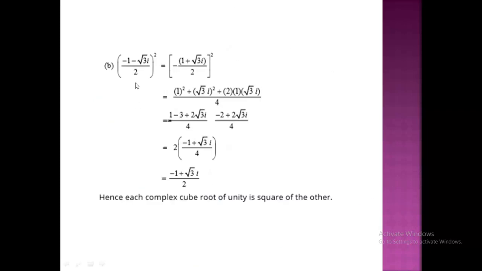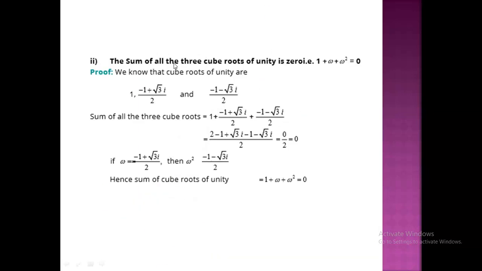Now we square the negative value, we take minus common and then square both sides. Square of minus is plus, and then apply the formula a square plus b square plus 2ab. Squaring both sides and simplifying, and taking 2 common and cutting with the denominator, the answer is in plus root. So therefore it is the property, when we square one complex root, the answer is the other.